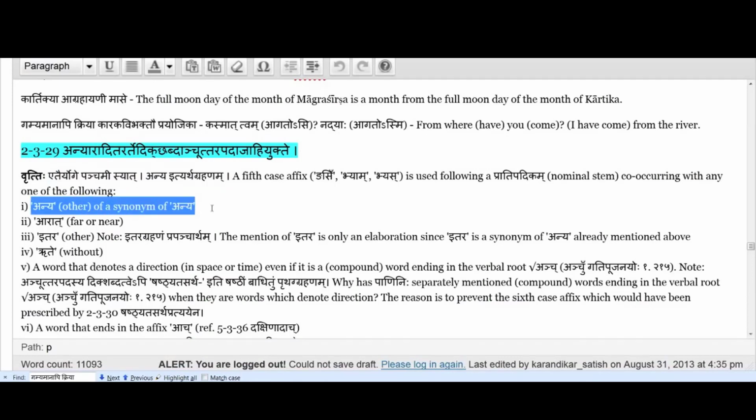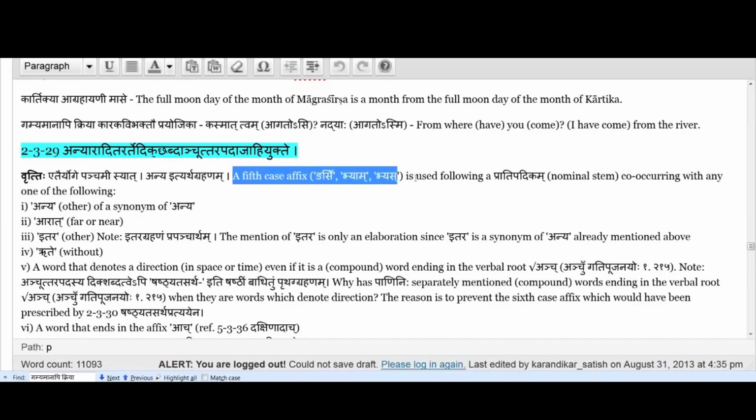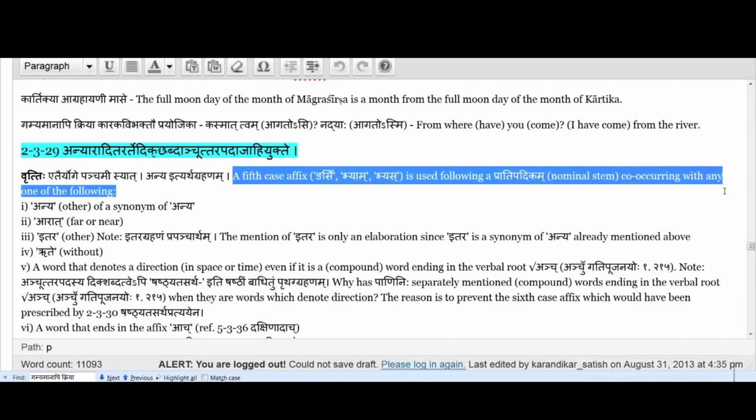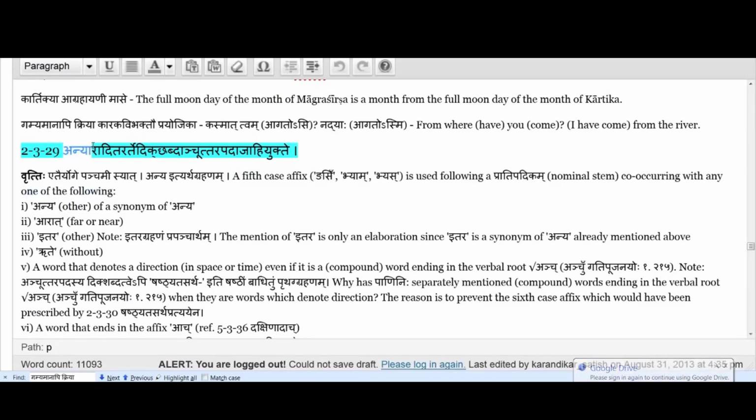the sutram stands not only for the word anya but also for any word in the meaning of anya, meaning other. So a fifth case affix is used following a pratipadikam nominal stem co-occurring with any one of the following. First one is anya, meaning other or a synonym of anya. Second one is arat. Arat has two meanings, far or near. Third is itara, also meaning anya.